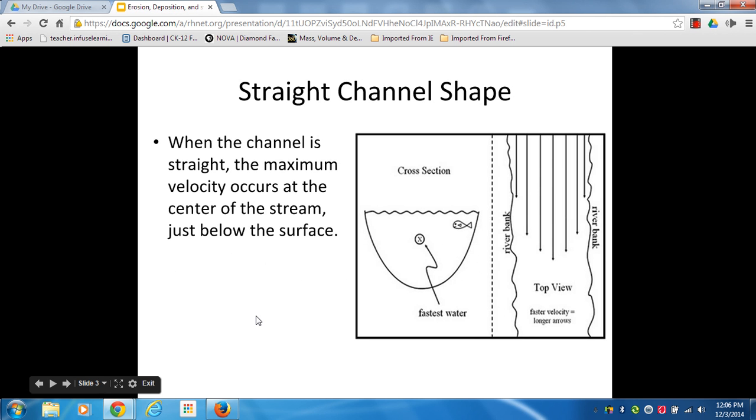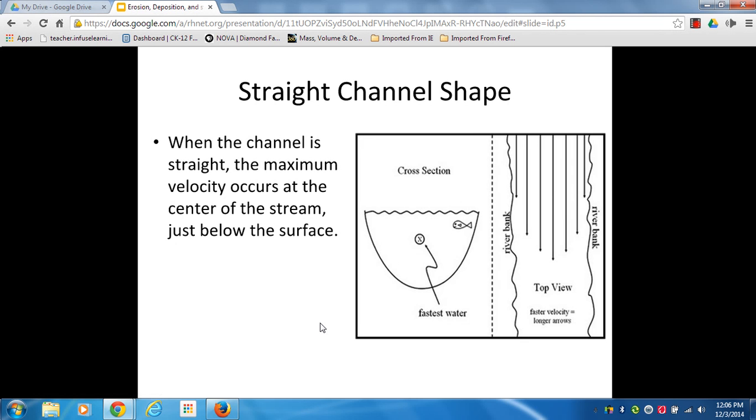So when a channel is straight, the maximum velocity occurs right at the center of the stream, just below the water, because that's where there's going to be less friction, right? There's friction all along the outside, and that's going to slow the velocity. And there's also some friction with air on the top of the water, so it'll be flowing slightly slower towards the top. So this is where the fastest water is moving. And this top view also shows that. Wherever we have the longer arrows, that shows the faster velocity. And the smaller arrows show the slower velocity because of the friction with the sides of the stream.